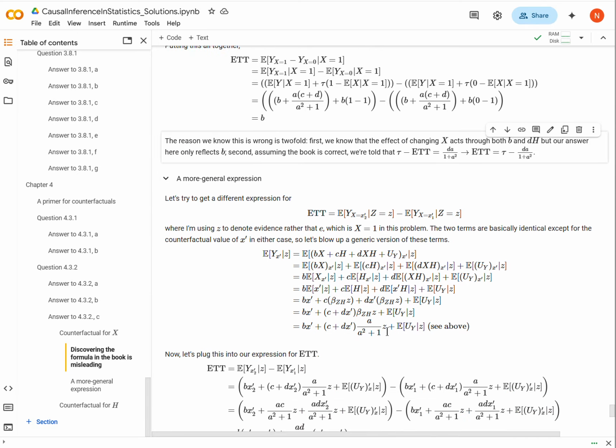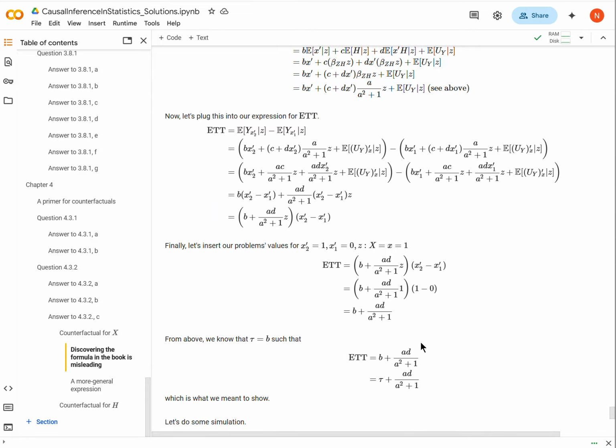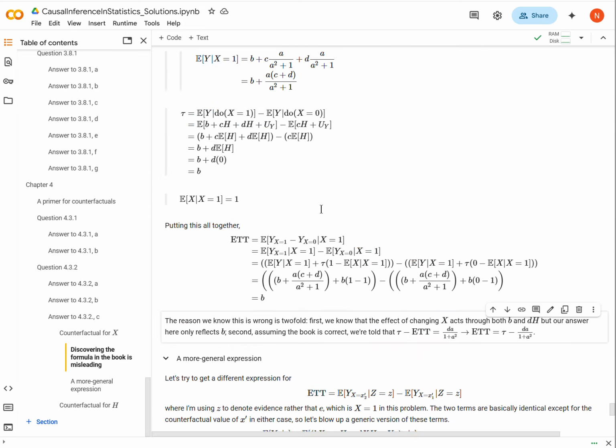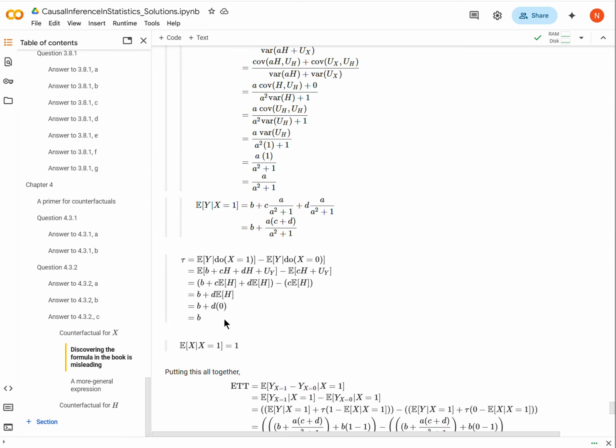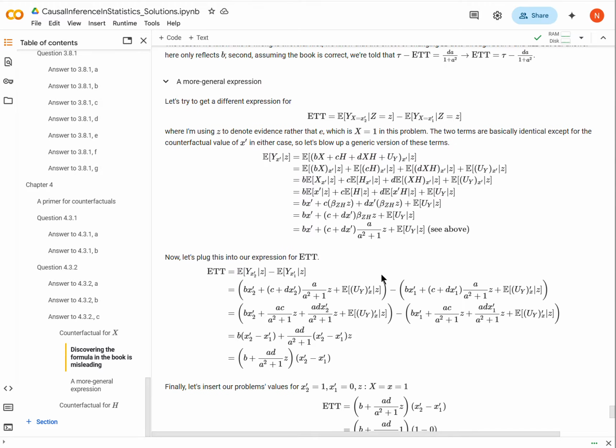So there we go. It turns out that tau is equal to b, and we actually already know that from some work that we did above here. So we already know that tau is b. Hope you're following so far.